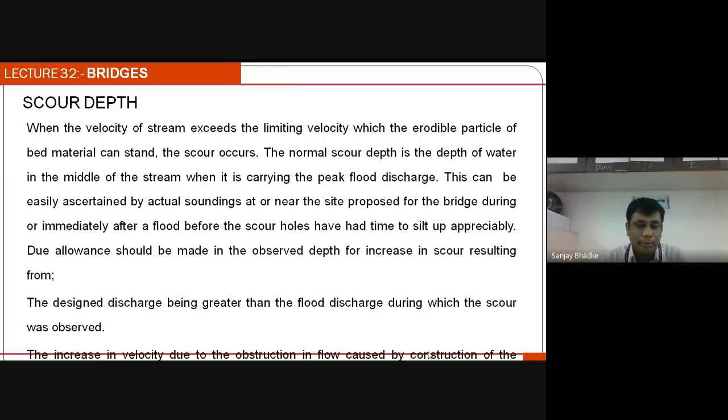Scour depth. What do you mean by scour depth? The depth at the middle of any river is called the scour depth. Once you calculate this scour depth at the middle, you can understand the position of the river, or you can give various aspects which are related to the flood. So that's why scour depth plays a very important role.